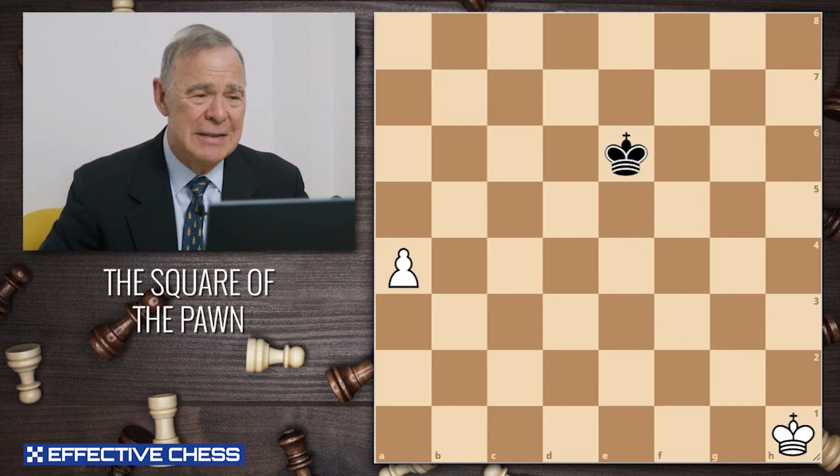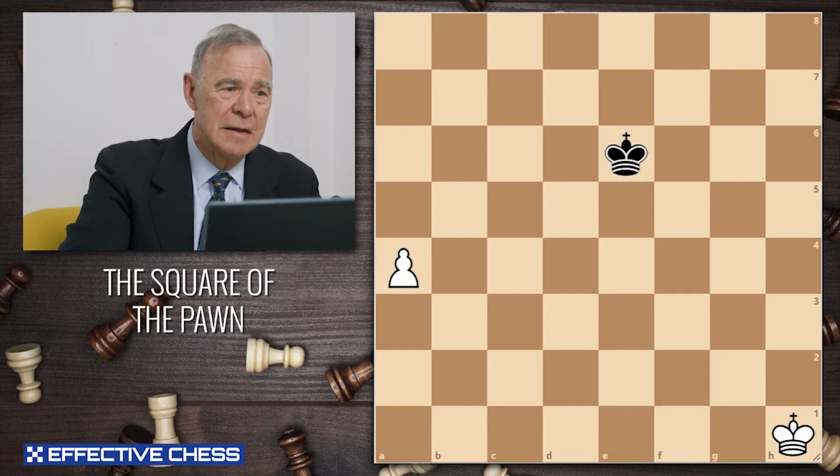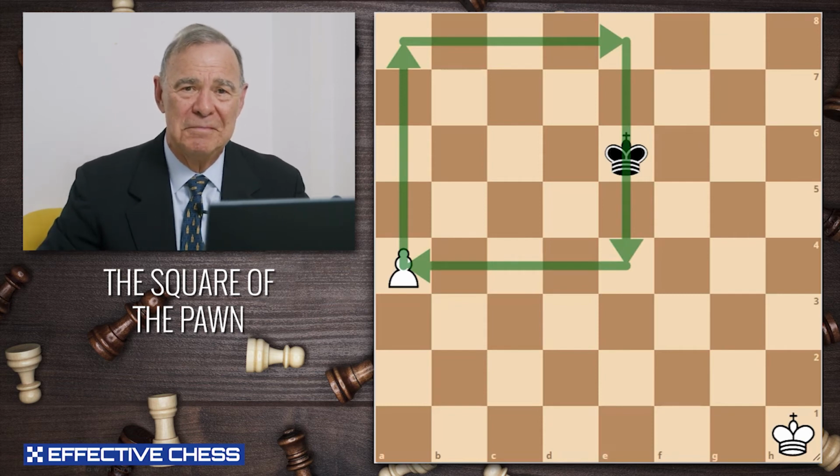The slow way to do it is say, okay, the white pawn needs 4 moves to get to A8. The black king needs 4 moves to get to A8. This game should be a draw. Let's look at the square. Sure enough, the king is in the square.